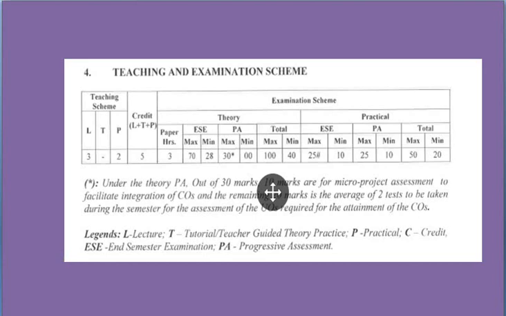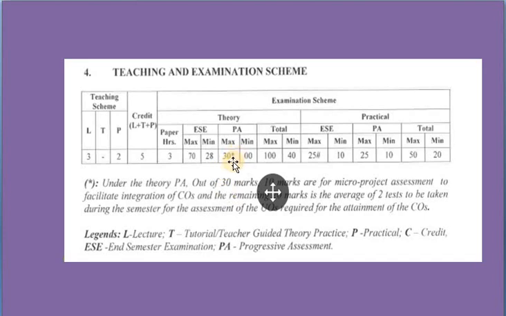Here the theory part is again divided into 2 parts. First is ESE, the end semester exam, which is a theory exam of 70 marks, and PA, progressive assessment, which is of 30 marks. In this PA there are 2 tests taken during the semester for the assessment.